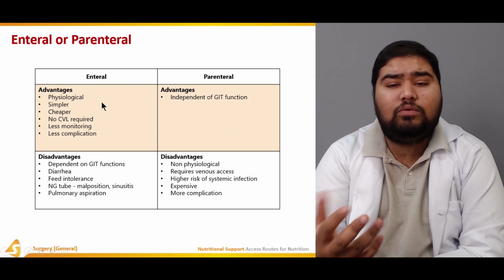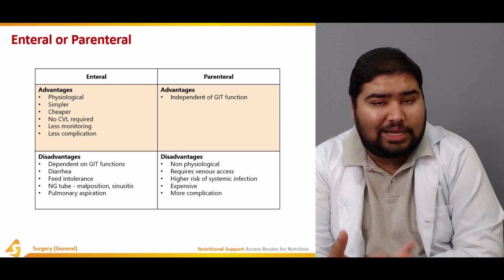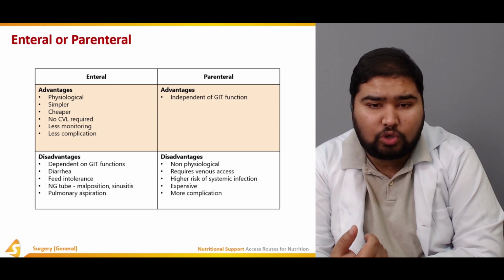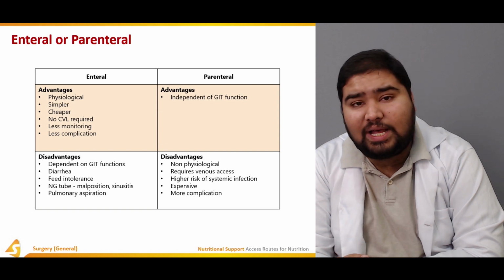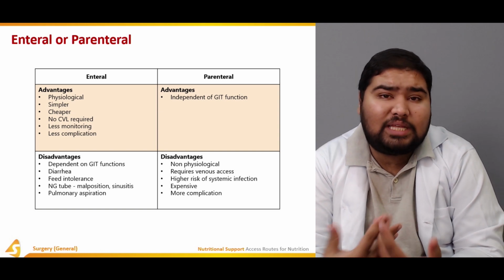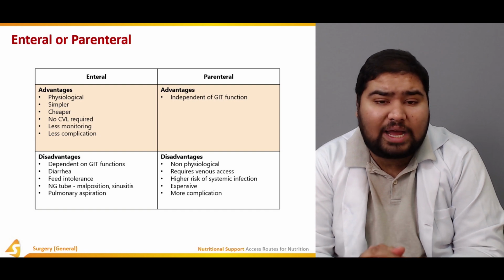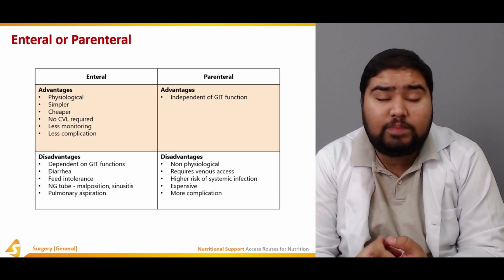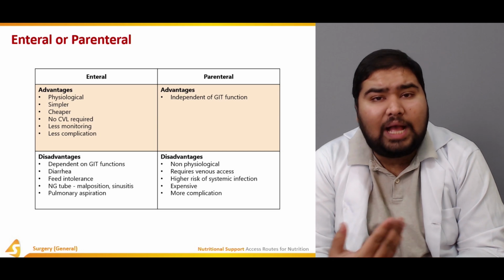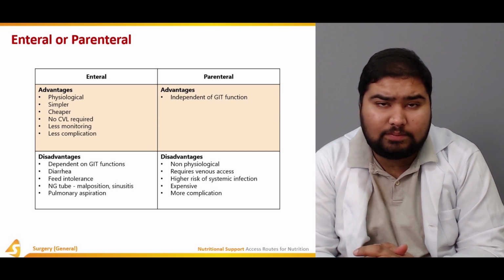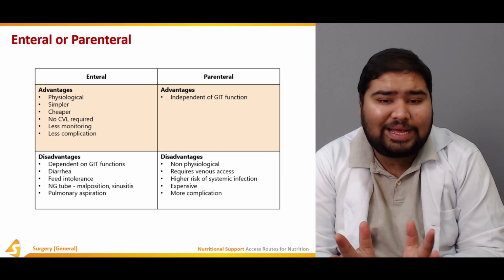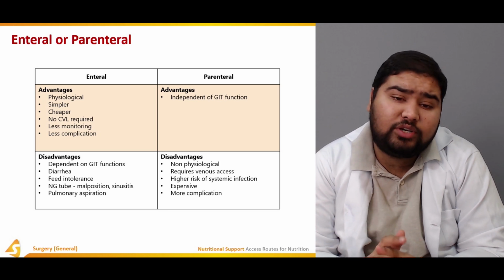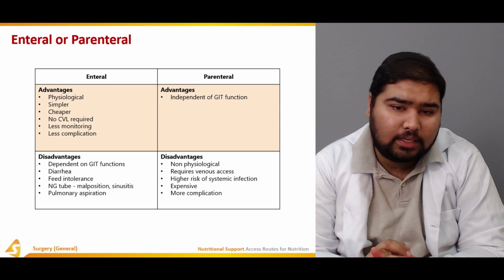So advantages include the enteral route is physiological, that is from where the food is supposed to go and to be absorbed. It is simpler because the mucosa has developed itself to absorb food, and that is what the function of that mucosa is. It's cheaper because no specific preparations are required. The food has to be given simply, and it is absorbed there. Now it has less monitoring. We see that not a lot of monitoring is required, and it is less complicated.